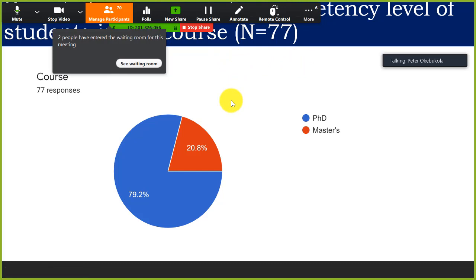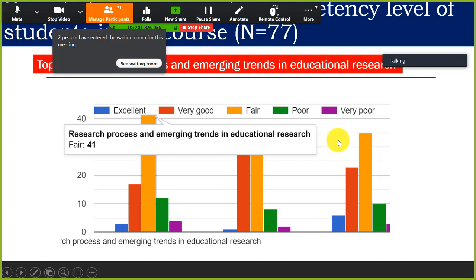We wanted to assess your competency level for all the courses, all the topics that are listed earlier. So the survey, which I closed just this morning, had 77 respondents. In our group here, we have about 80% who are PhD students, and the remaining 20% who are masters.